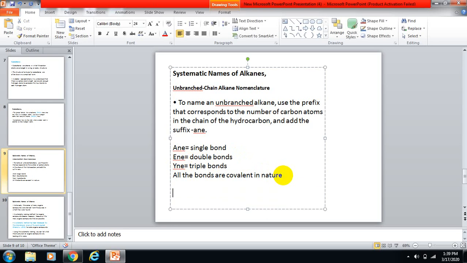Like consider ethane, ethene, ethyne. Look here, "-ane", "-ene", "-yne", ethyne. Now it is clear, I think, yes?